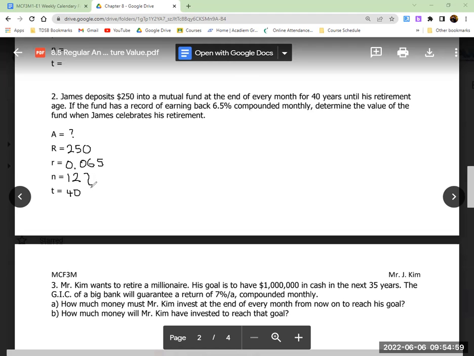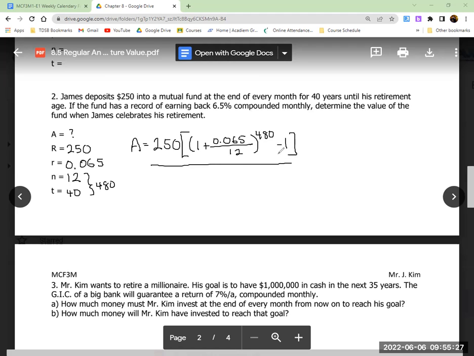So I'm gonna actually multiply this for you right now. This is 480. So you can put that into your formula. Your final value, your future value is 250 multiplied with (1 plus 0.065 divided by 12) close bracket, to the power 480, minus 1. Hoping by now that you see a repetition in this formula.